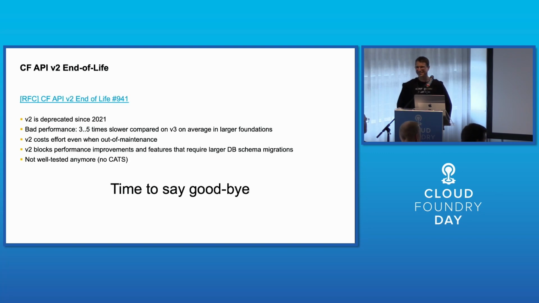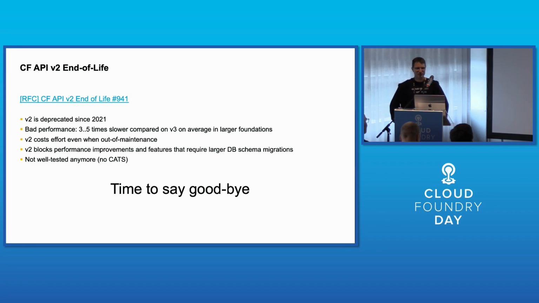And now, my favorite one. CF API v2 end of life. V2, the old CF API, has been deprecated since 2021. That's already more than 3 years. It has issues, especially on performance. In our landscapes, we observed that V2 calls, on average, overall, are around a factor of 3 to 5 times slower compared to V3. Such comparisons are always a bit difficult, and you can argue about it, but it's definitely slower and is an issue for scalability.